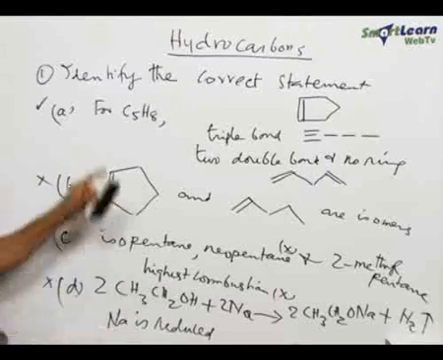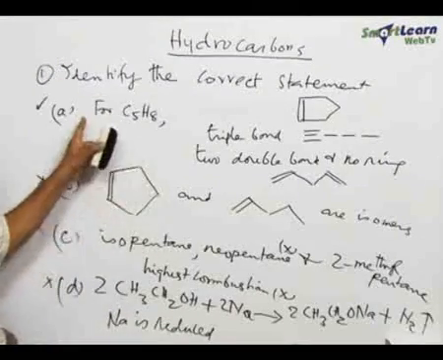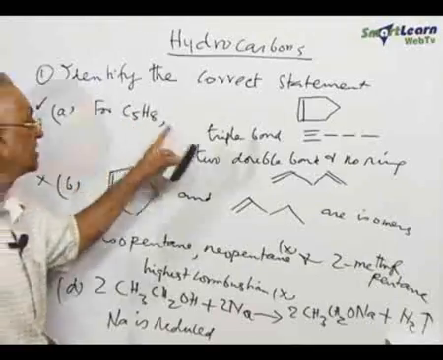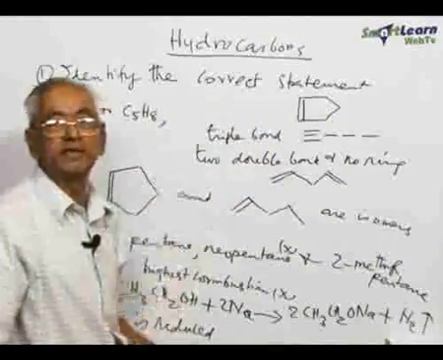Therefore, among the 4 statements, only A is correct, because for the compound C5H8, the 3 possibilities can be explained.